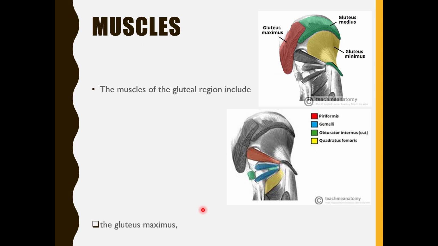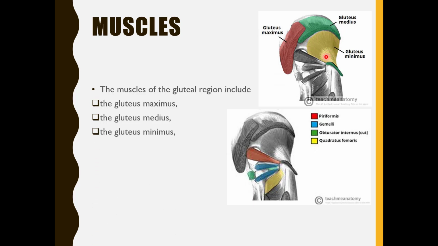Now we will discuss the muscles of the gluteal region. There are many muscles of the gluteal region, which are gluteus maximus muscle. See here, this is gluteus maximus muscle. Then there will be gluteus medius muscle. See here, this is gluteus medius. Then there is gluteus minimus muscle. This is gluteus minimus. Maximus because it is bigger in size. Then there is medius, which will be in medium size, and minimus, which is the smaller one.